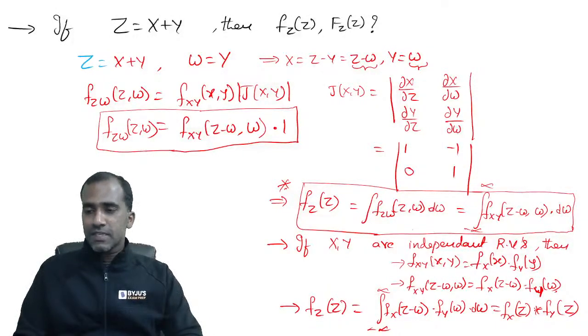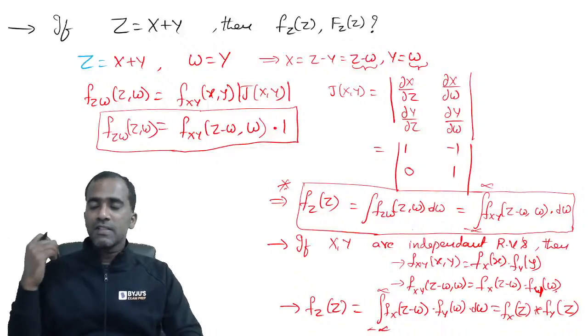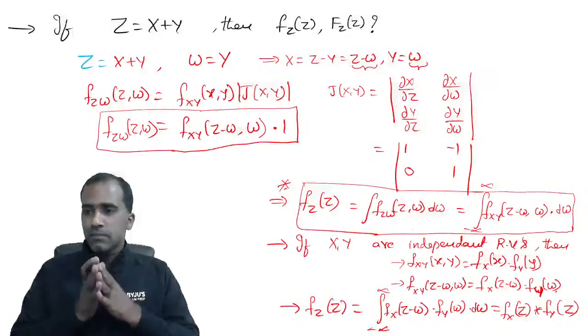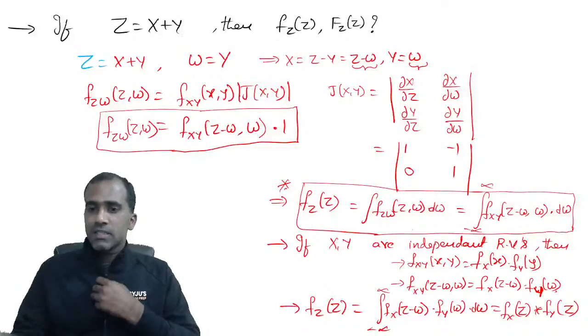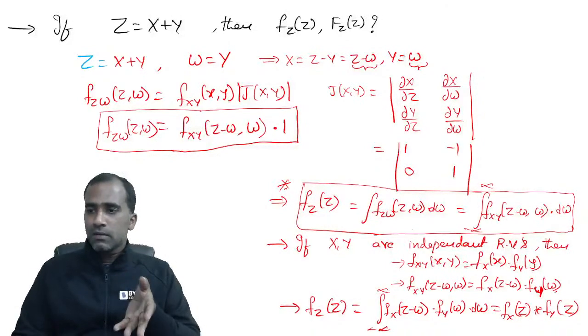Don't look at the notations and get confused. There is some shape for the PDF of x, and some shape for the PDF of y. Just convolve them in whatever procedure you know. The result is the shape of the PDF of z. As simple as that. If you know how to do convolution in any procedure, do the convolution. The resultant shape is the PDF of z.